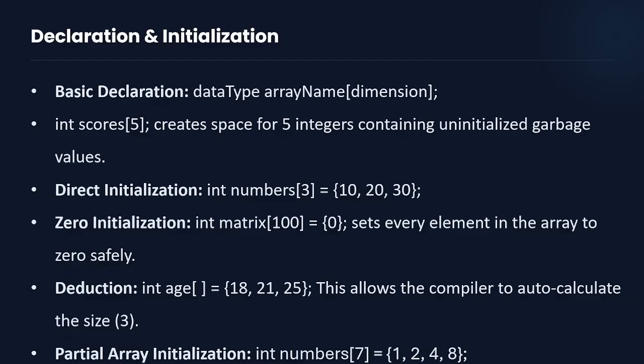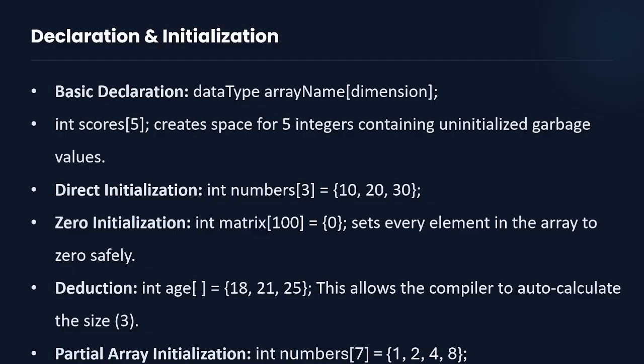Then we can also have partial array initialization. So we have int number 7. We've declared an array of size 7. That means our array should contain 7 items, but then we assign 4 elements to our array. Moving on with your program, you can go ahead and populate it with the rest of the values, but you can't go beyond the specified size of the array. That is going to give you an out of bounds error.